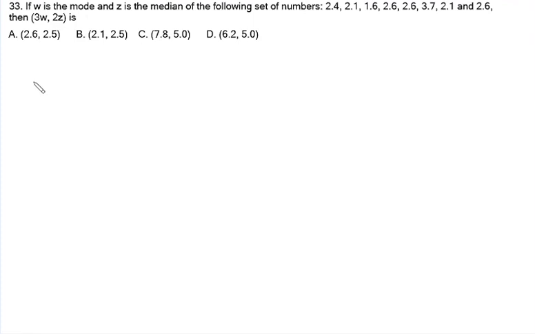There are things worth noting in this question. Number one is that we are told that W is attributed as the mode and Z is attributed as the median.